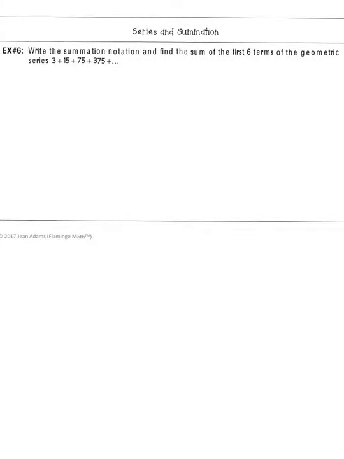All right, so then look at example 6. This one says write the summation notation and find the sum of the first 6 terms of the geometric series. So I'll pause and let you, well, you pause and you figure out the answer to this, and then you can check your answer. So I'm going to write the summation notation. I'm going to make the assumption that we're going to start at 1 and we're going to go to 6 terms. So our upper bound is going to be 6.